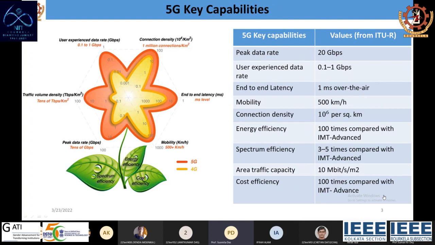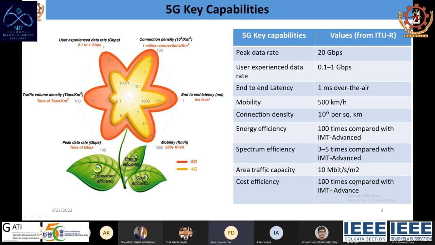Connection density, that is per square kilometer, defines the total number of connected devices per unit area. End-to-end latency is the duration between the transmission of a data packet from the source node and its successful reception at the destination node. Now coming to the traffic volume density, that is bps per square kilometer, the total data rate of all users per unit area. And mobility is the relative speed between receiver and transmitter under certain performance requirements. All key performance indicators are defined here in this table.